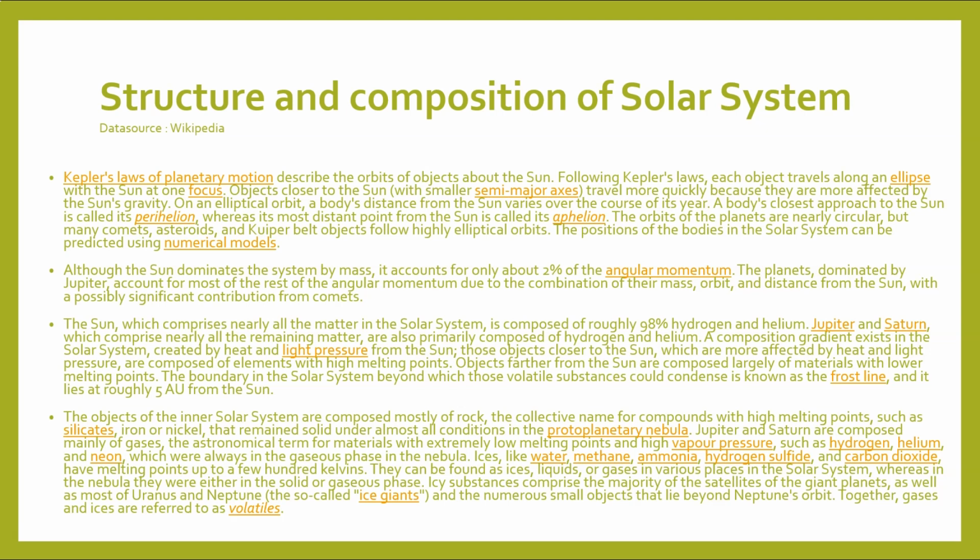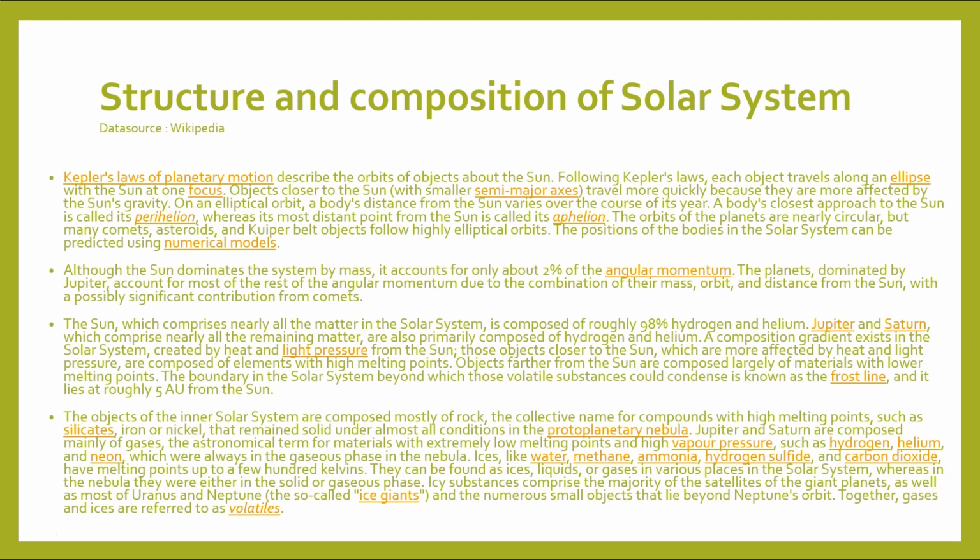A body's closest approach to the sun is called the perihelion, while its most distant point from the sun is called the aphelion. The orbits of the planets are nearly circular, but many comets, asteroids, and Kuiper Belt objects follow highly elliptical orbits. The positions of bodies in the solar system can be predicted using numerical models.